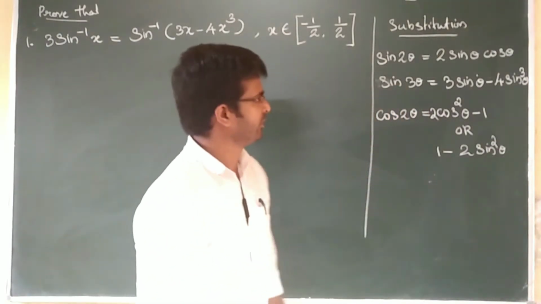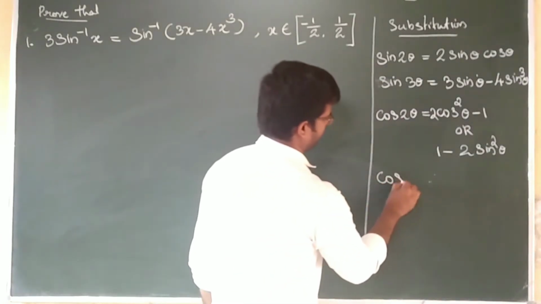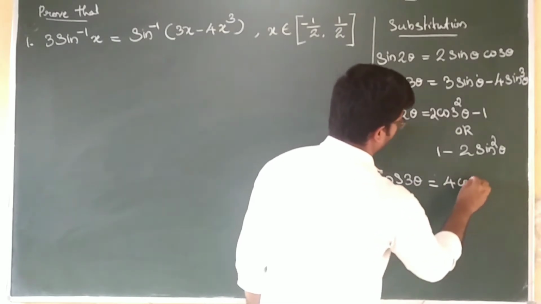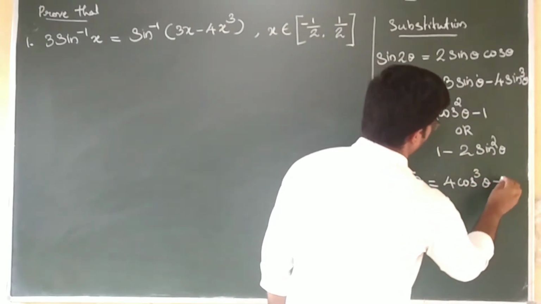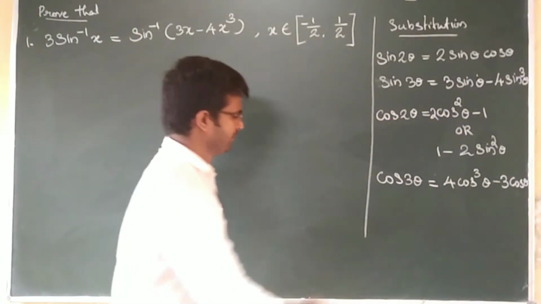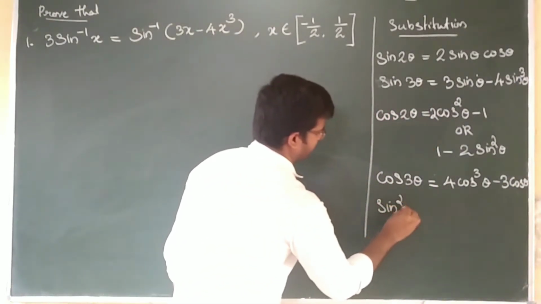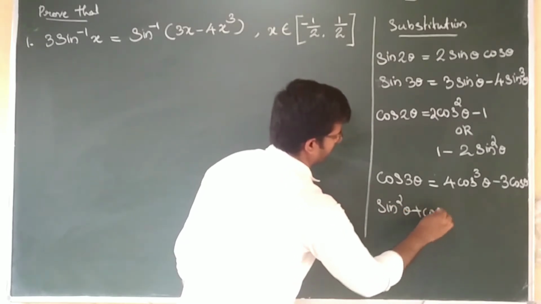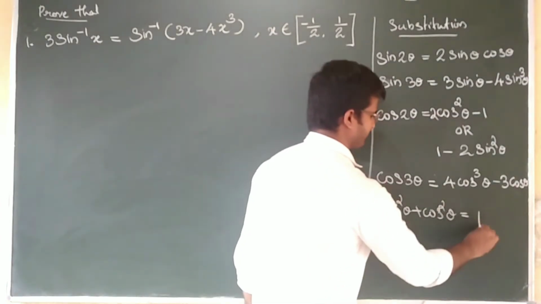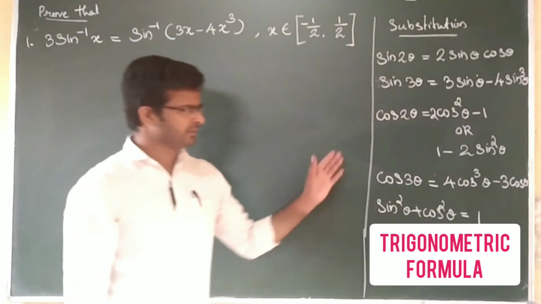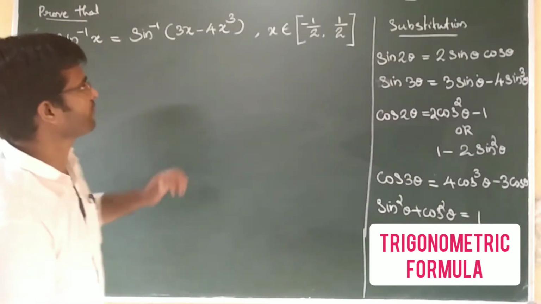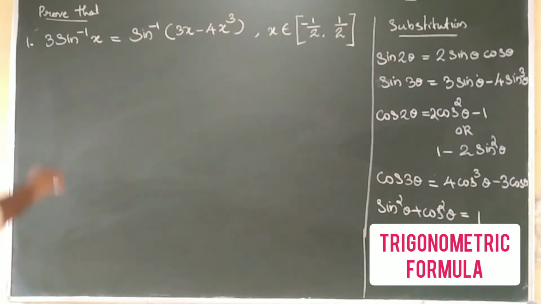These types of formulas were already studied. Then cos 3 theta we can write as 4 cos cube theta minus 3 cos theta. Then sine square theta plus cos square theta, that identity is 1, isn't it? These types of formulas we will use in this question. Let's start this question.